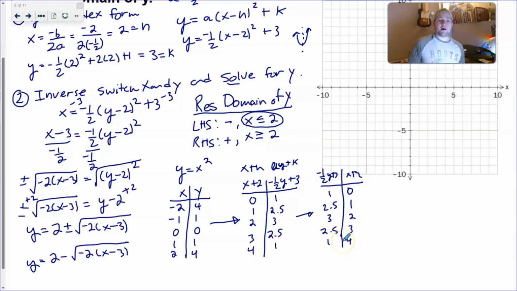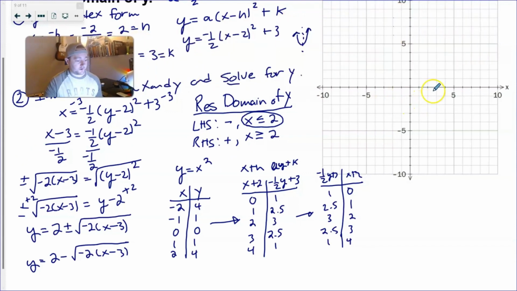So now that we have that, we need to really think about how we're going to restrict the domain of that third table, which is the inverse. So let's go ahead and plot this quadratic first.